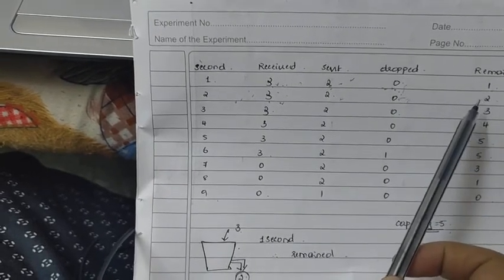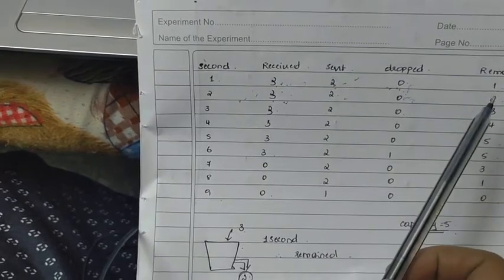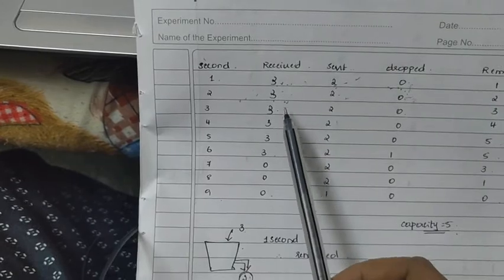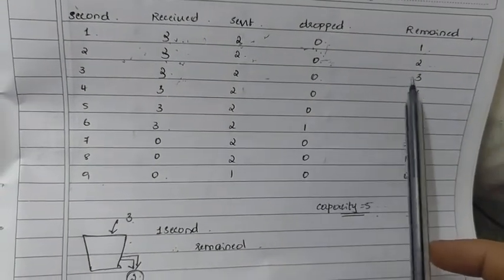Now you have 2 apples. Again for the third trial, you are adding 3 apples. So 3 plus 2 will become 5 apples in your bucket. Out of 5 apples, you are sending 2 apples out again. So the remaining is 3.